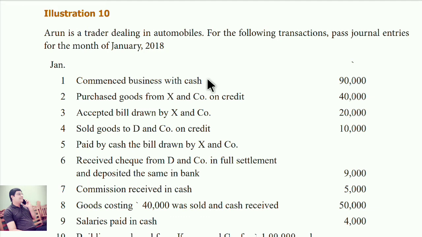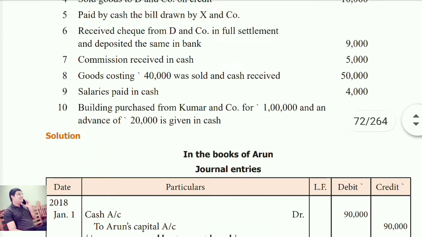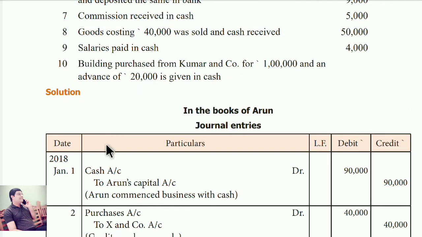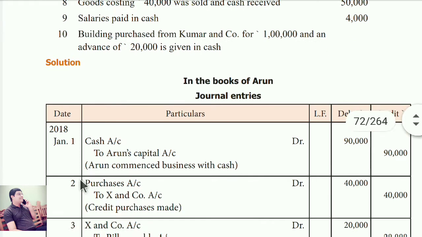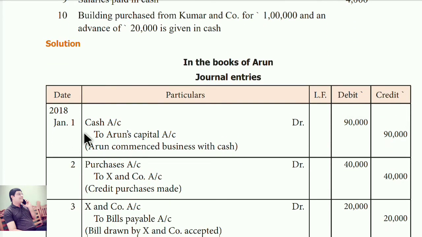So cash is a real account. Debit what comes in. In business, cash comes in, so cash is debited. Capital is a personal account. So debit the receiver, credit the giver. Arun is the giver to the company. So cash account debit to capital account. Now see here in the answer, January 1, cash account debit to Arun capital account, 90,000 rupees.